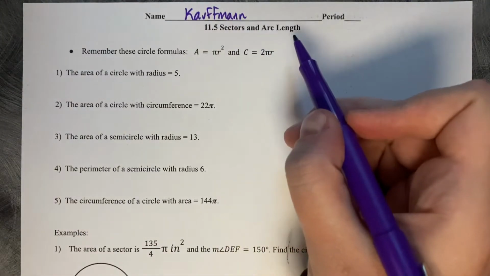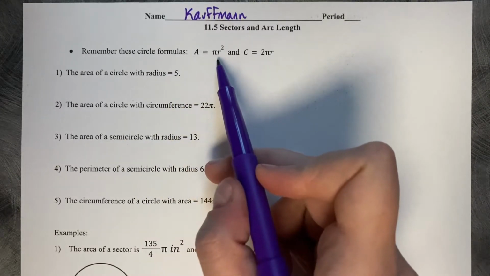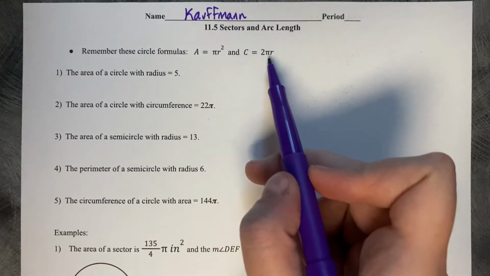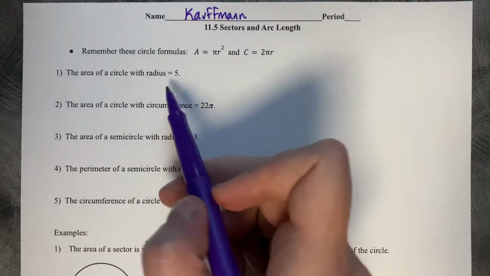Sectors and arc length. Remember these circle formulas. Area is pi r squared and circumference is 2 pi r. Find the area of a circle with a radius of 5.